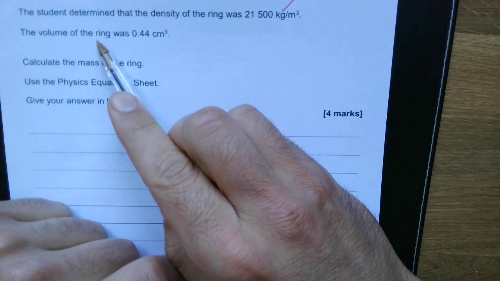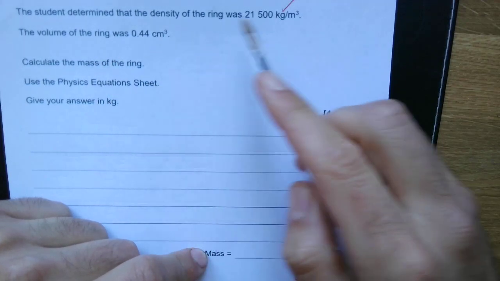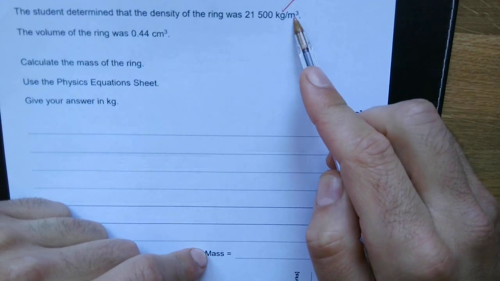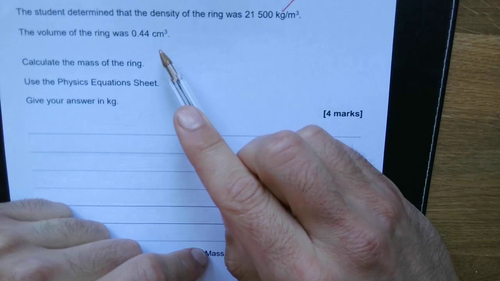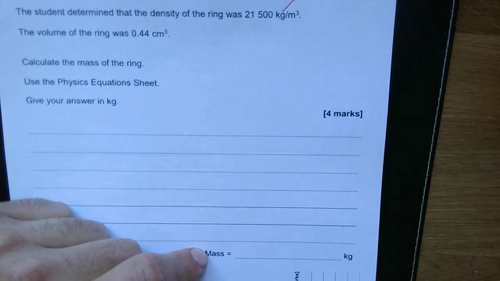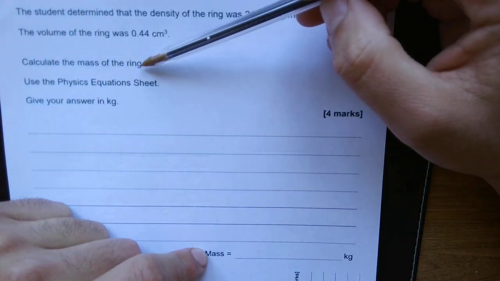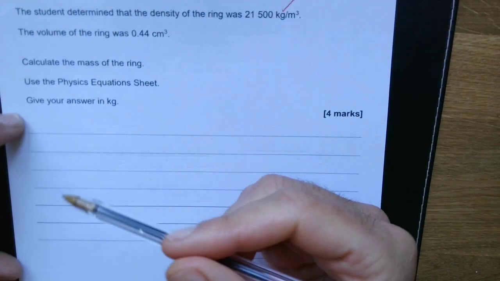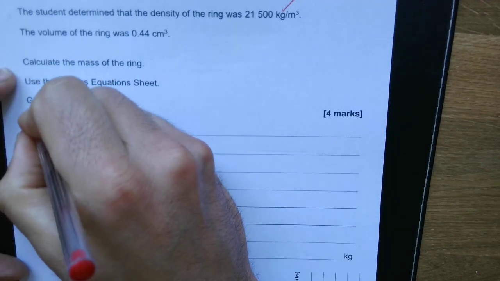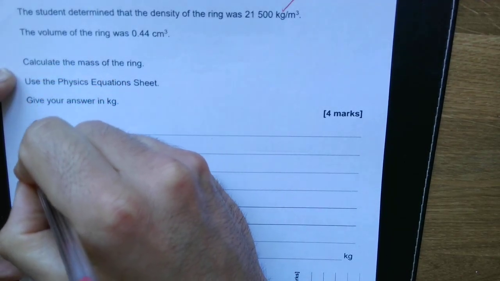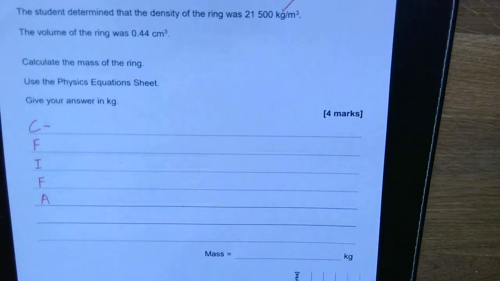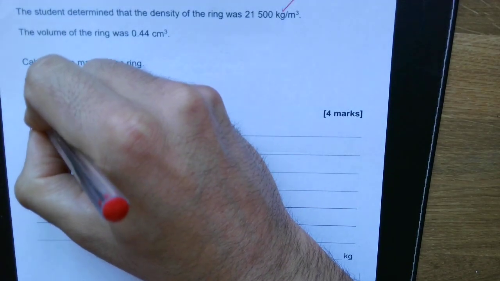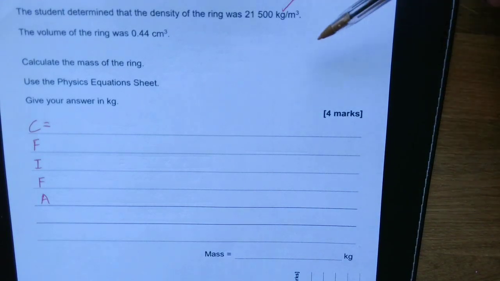However, we're given the volume in centimeters cubed, whereas this is in meters cubed. So it's much easier to convert that to meters cubed than to convert this the other way. So, calculate the mass of the ring. Straight away, we write our C FIFA down. And then what we need to do is our conversion.